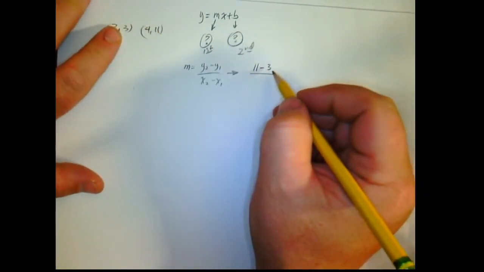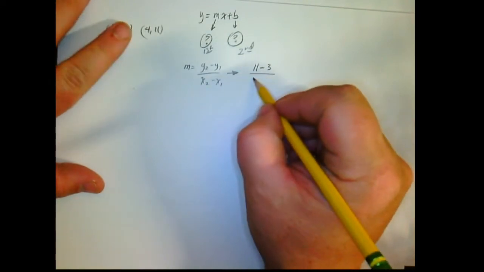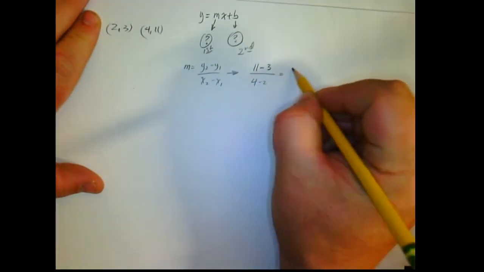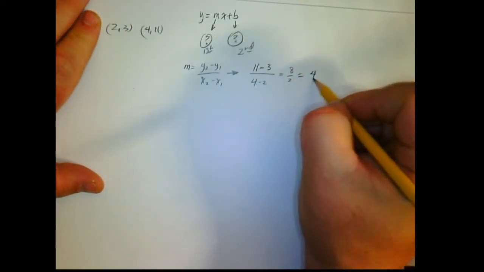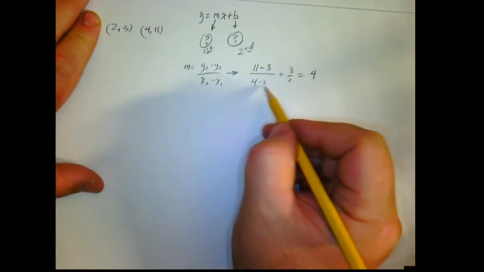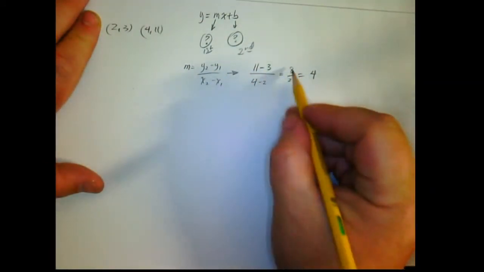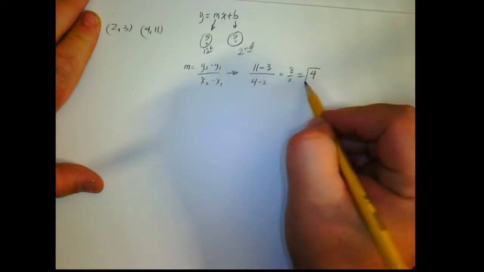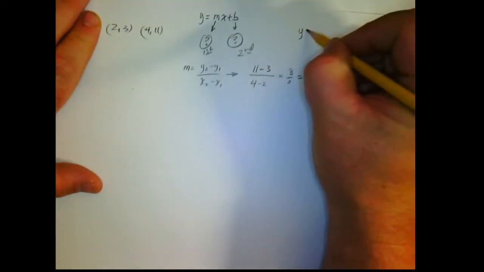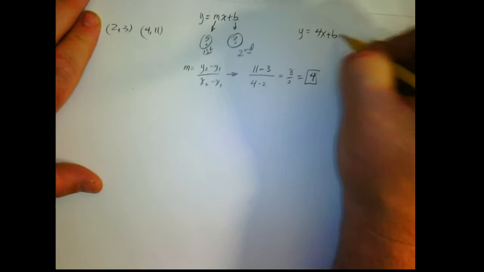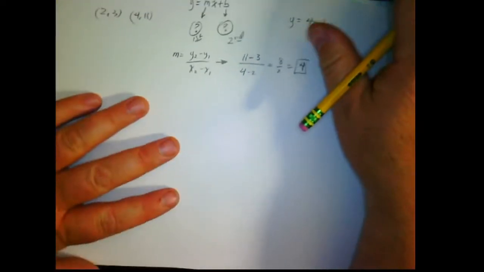So 11 minus 3, over 4 minus 2. That's a slope of 4, right? 11 minus 3 is 8. Good. 4 minus 2 is 2. 8 over 2 is 4. So our slope is 4. So here's what I know. I know I've got y equals 4x plus b. I don't know what b is.